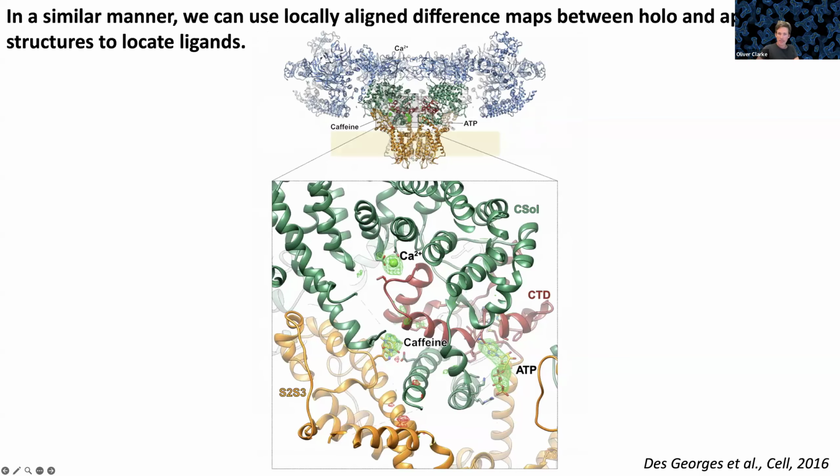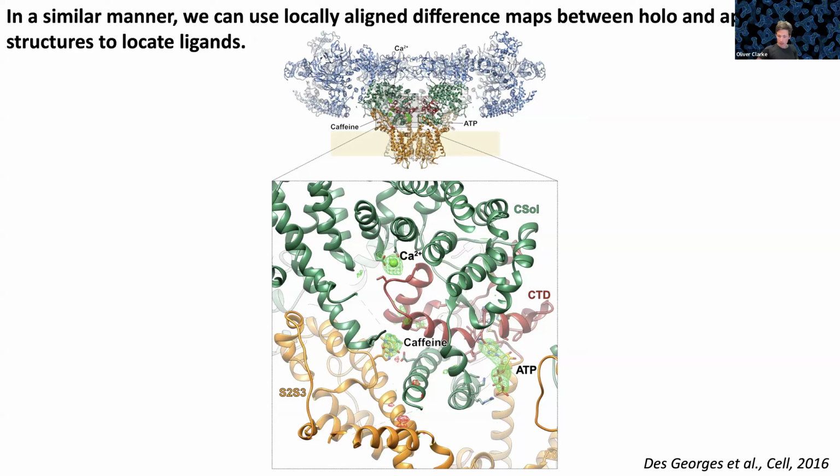Okay. And in a similar manner at higher resolution, we can use locally aligned difference maps between holo data sets where we have a ligand bound and apo data sets where we don't, in order to locate ligand. So in this case, still on the ryanodine receptor, we have these activating ligands, ATP, calcium, and caffeine. And we had blobs in the direct density map that we thought corresponded to these ligands. But in order to confirm that, we calculated what we call a locally aligned difference map between the holo and the apo structures in order to confirm that we were looking at what we thought we were looking at.